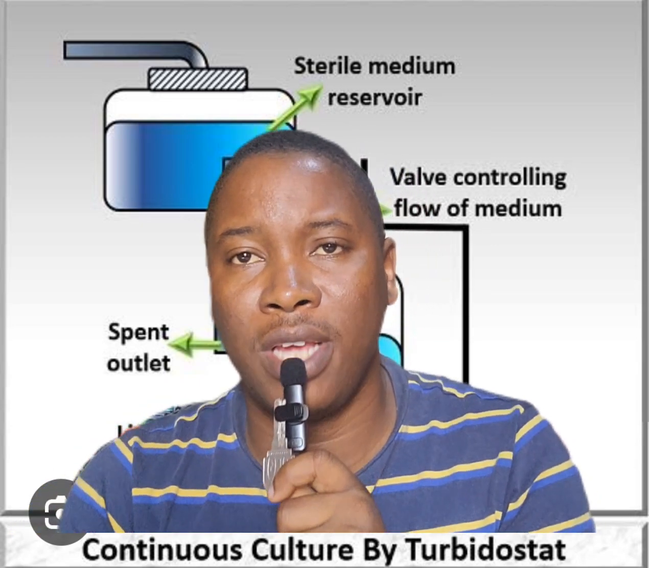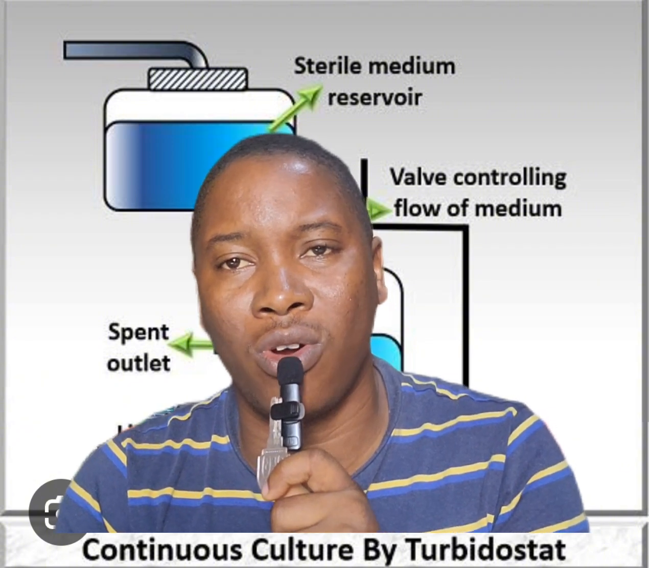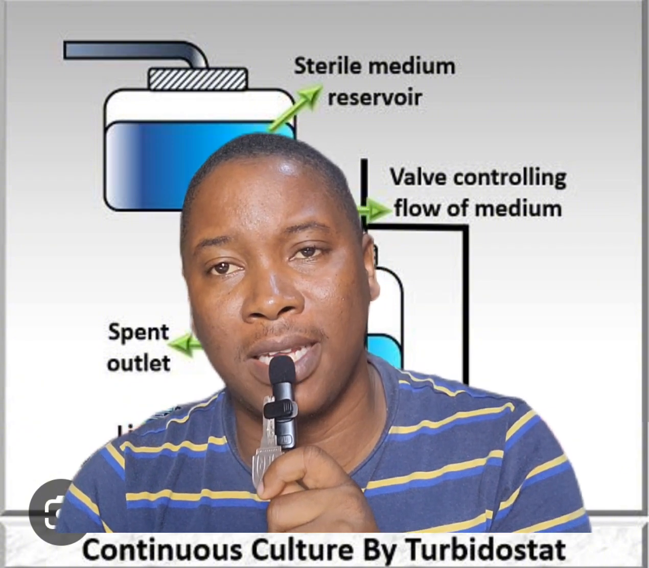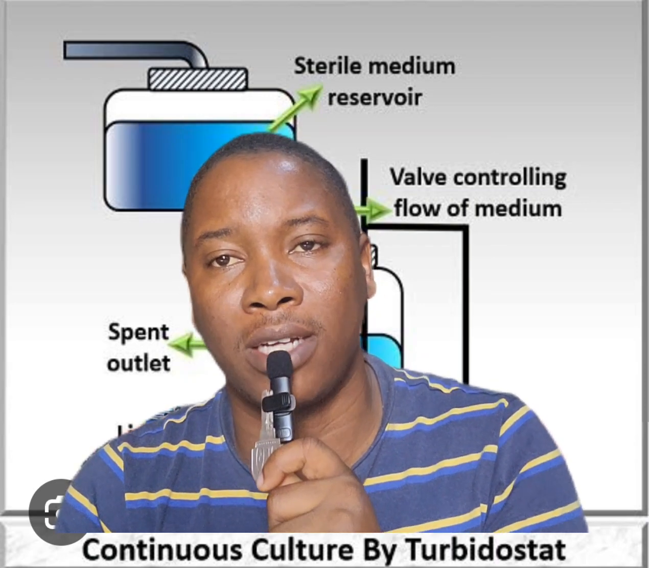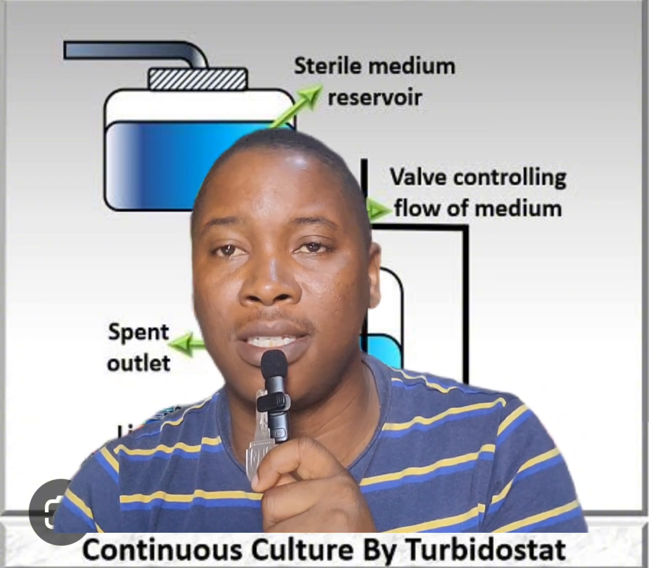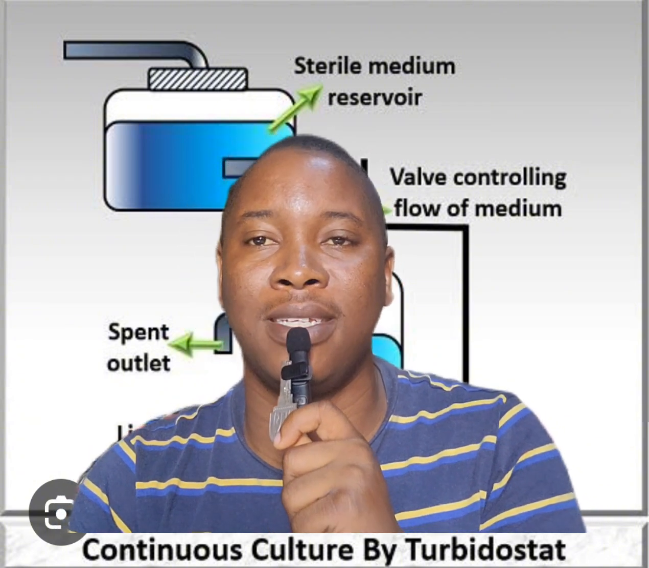So this brings us to the end of this our class. We've spent our time discussing what a continuous culture is, the importance of a continuous culture, and two different types of equipment that can be used to create this culture: your chemostat, which is a bioreactor, and your turbidostat, which uses optical density to measure the rate at which microorganisms are growing within this system.